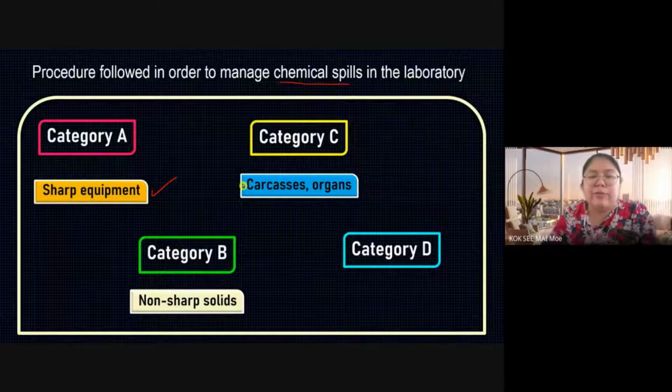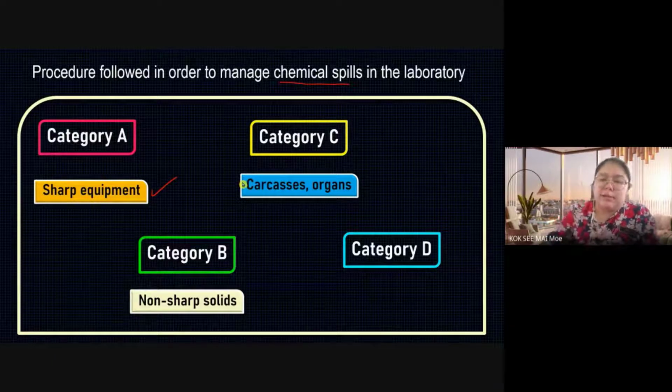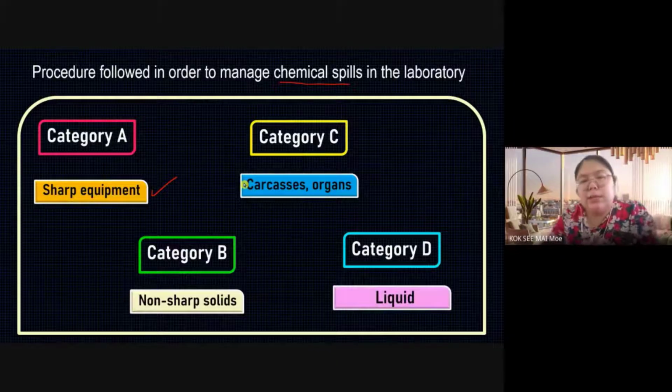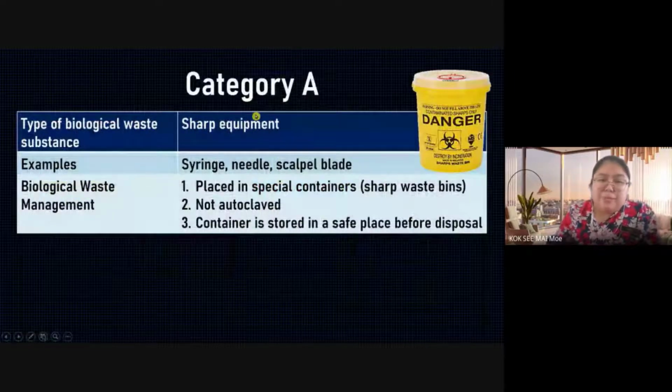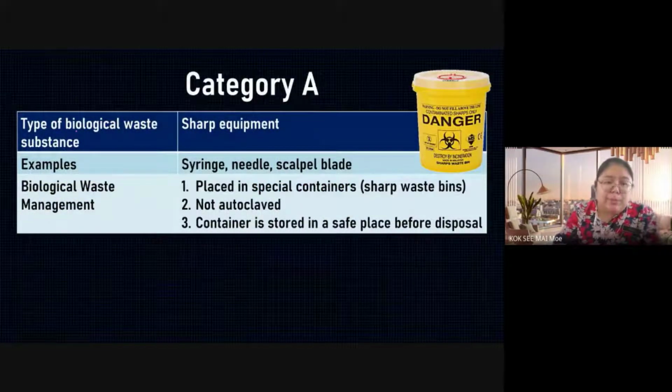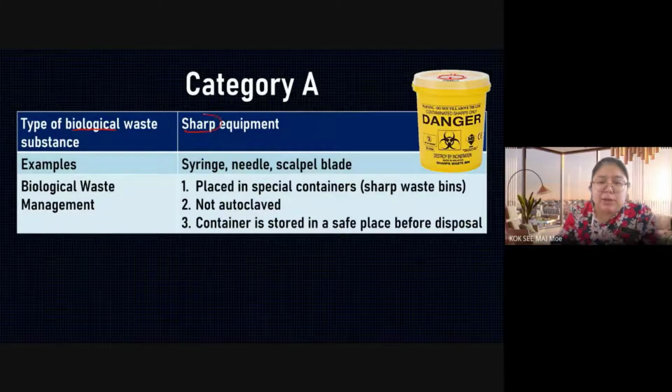After that, what do you need to do? Where do you want to throw the organs? Then category D is what? Liquid. After using the liquid, it suddenly pours out. So what do you need to do? So this is separated into the four categories. We learn the first one, a type of biological waste. Another one is sharp equipment. For the first, sharp equipment, for example, what do we need to do? So the example here is biological waste management.